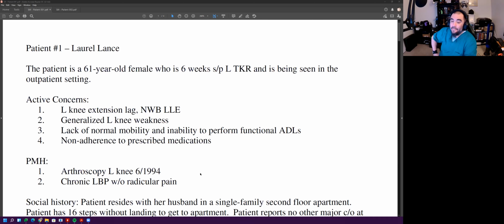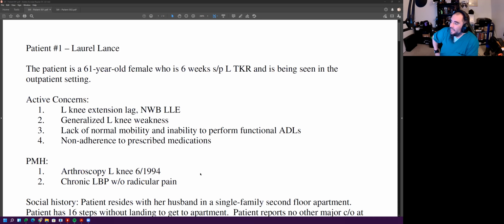Okay, well that may lead to that extension lag, right? Because she can't weight bear on it. The doc says can't weight bear on it, so we got to do what we got to do. She has generalized left knee weakness. Well, duh. Right, and these are things you're going to see on evals. And this is kind of looking at the eval. Then we have a note, and then we have a flow sheet. Or we have flow sheet, then we have a note.